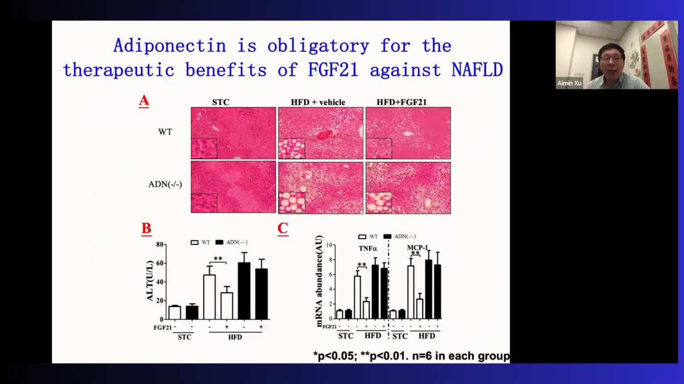And in adiponectin knockout mice, as you can see in the middle panel, in wild-type mice treated with FGF21, we see a marked improvement in fatty liver compared to the vehicle control group. However, in adiponectin knockout mice, even after FGF21 treatment, there is no improvement in fatty liver, suggesting adiponectin is required for FGF21 actions. Similarly, looking at ALT and AST levels, in wild-type mice after FGF21 treatment we see a decrease in ALT, but not in adiponectin knockout mice.